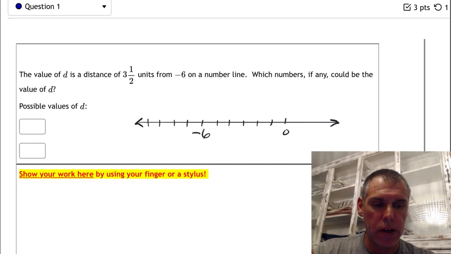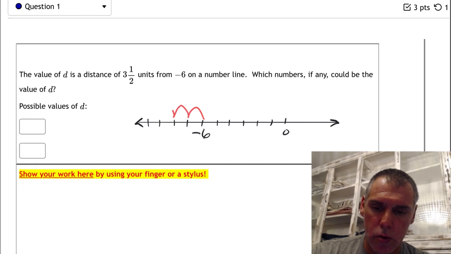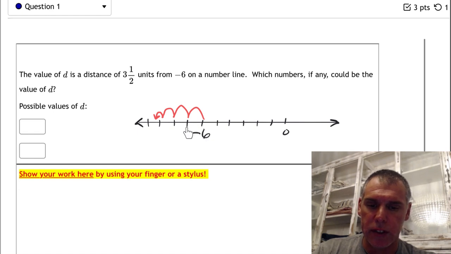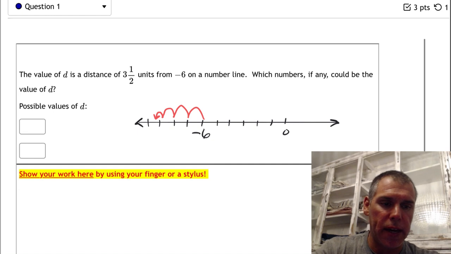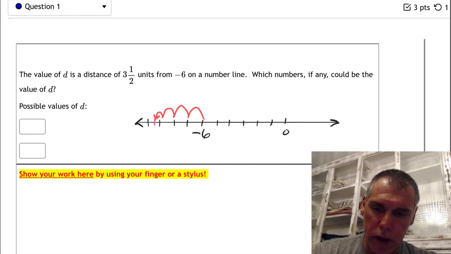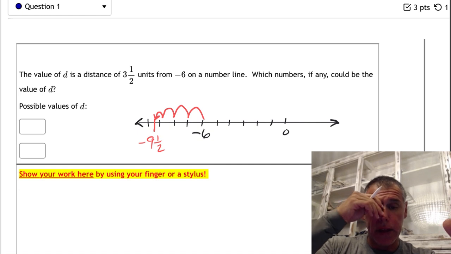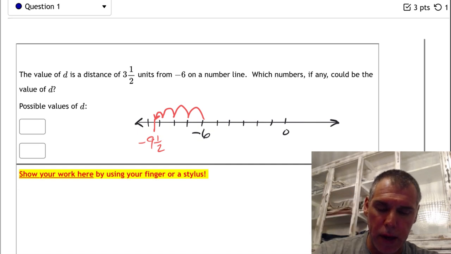And the first answer, I'm going to go in red. It's going to be 1, 2, 3.5 right there. So this is -6, and that's -7, -8, -9, and that should be -9.5. So this right here should be -9.5.